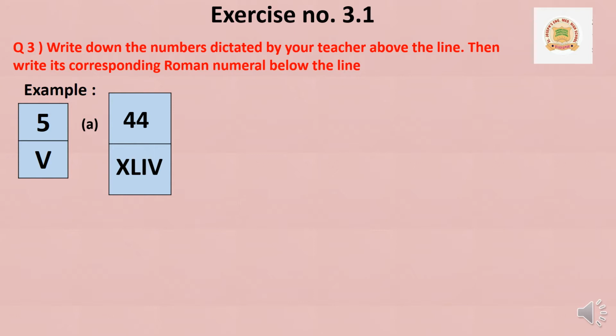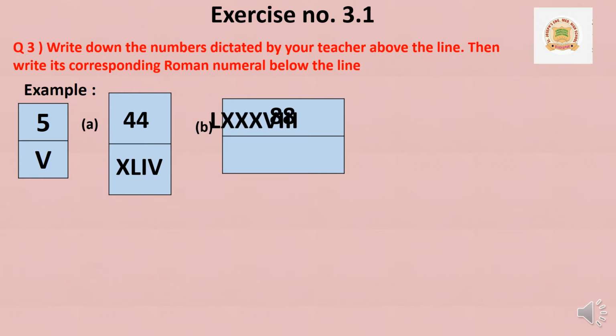Now what is the next number given? Question B: the next number given is 88. So what to do here? While writing 88, first we have to write L to get 50. Then triple X, XXX: 50 plus XXX is 80. Then V, 85. Three I's indicate 3. So 85 plus 3 is 88. Like this we have to write the answers.